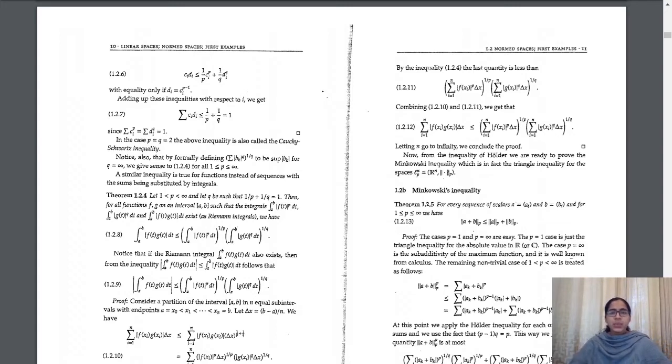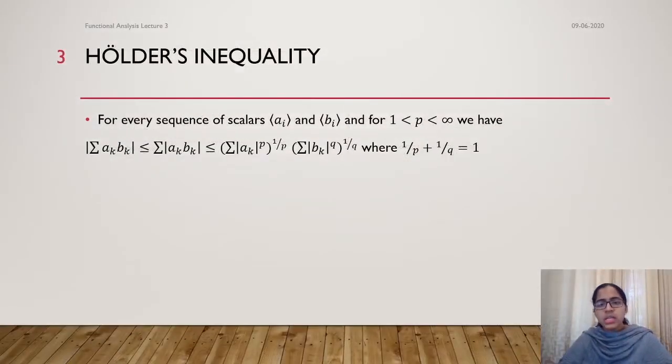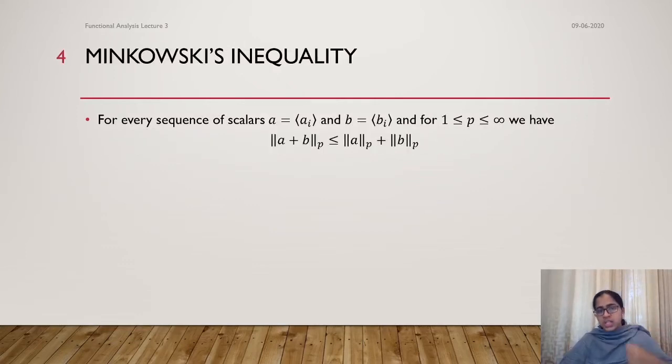Now next I would like you guys to do theorem 1.2.4. It is similar to the Holder's inequality. The proof is similar except that instead of summation we have the integration part. So I want you guys to try to prove the same. Now let us move on to, as I had mentioned before, we have to prove two inequalities. One was the Holder's inequality and the other the Minkowski's inequality.